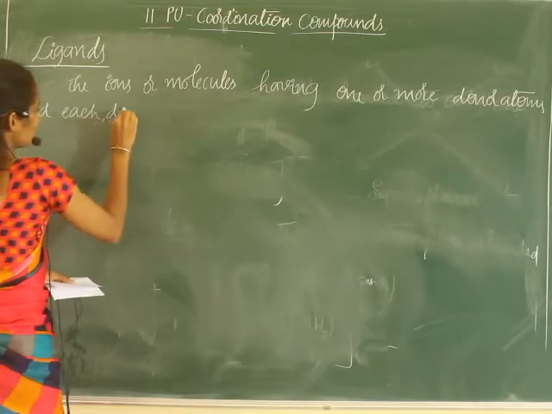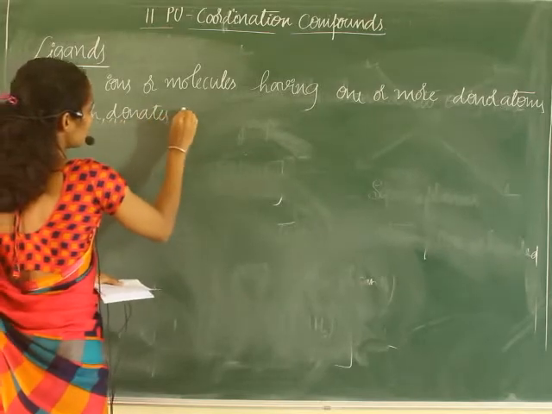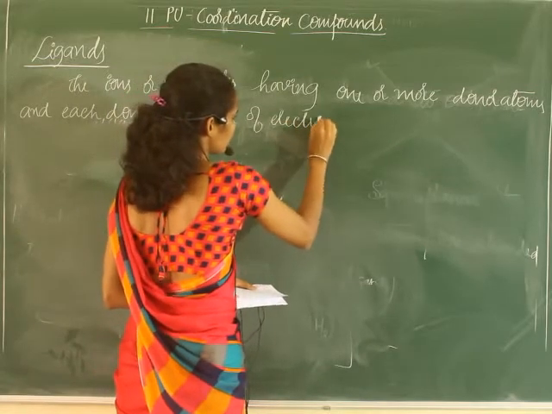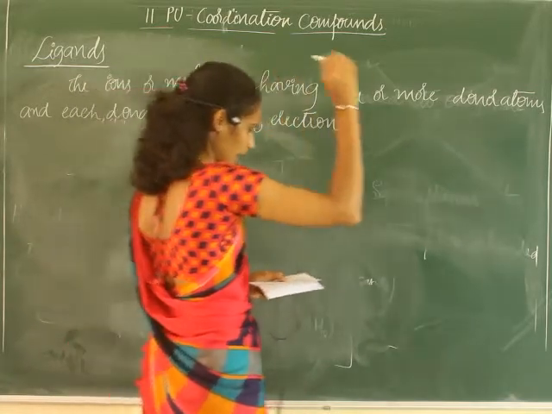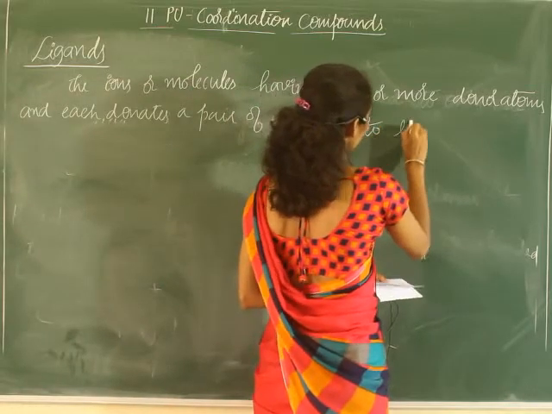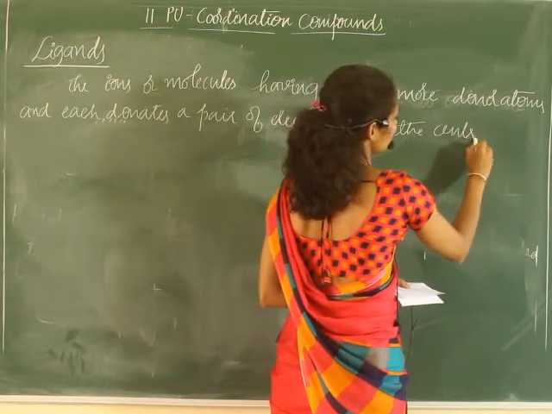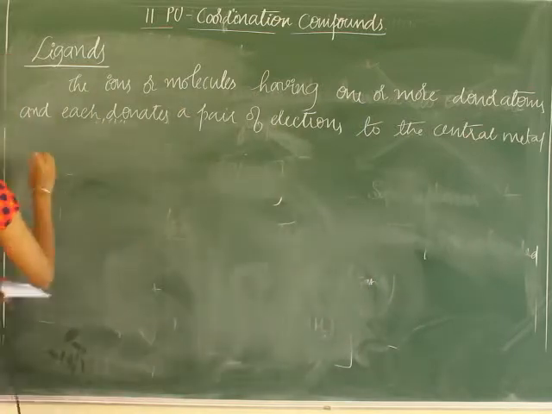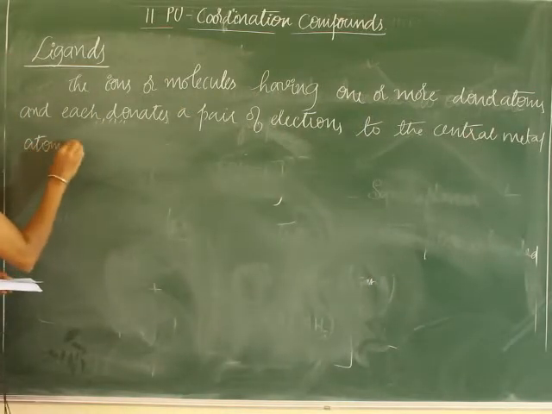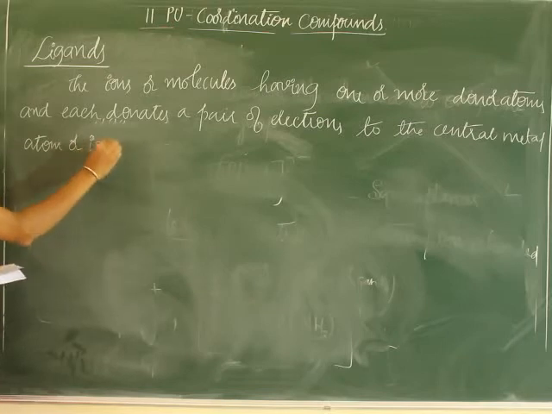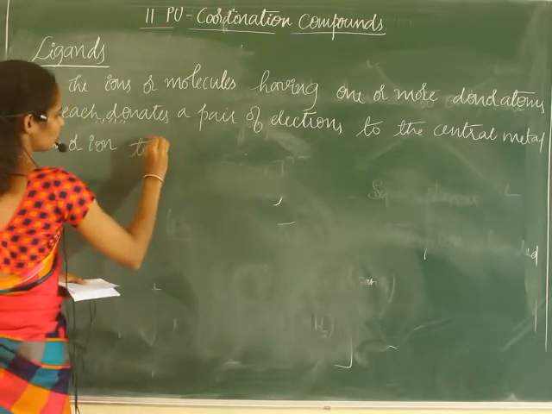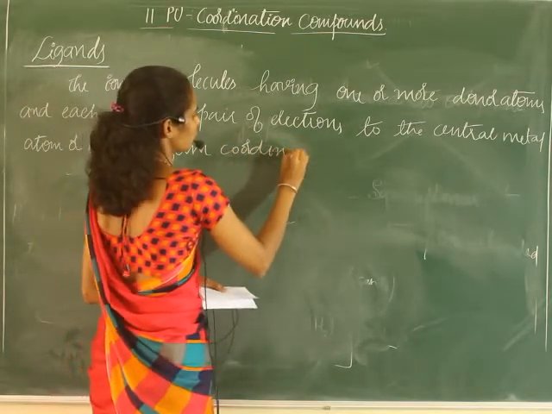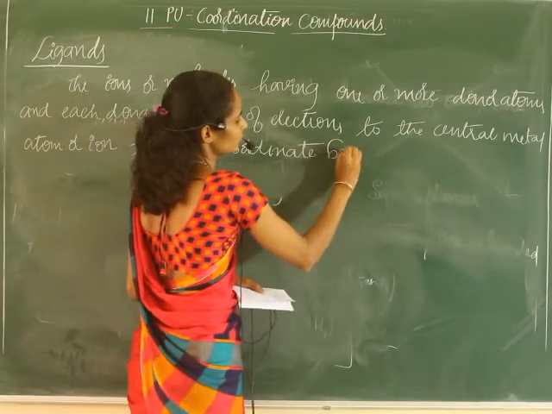each donates a pair of electrons to the central metal atom or ion to form a coordinate bond.